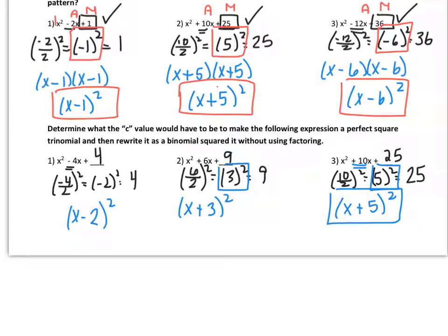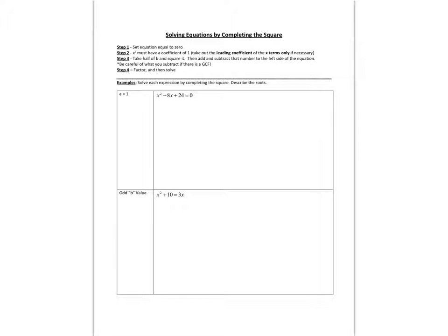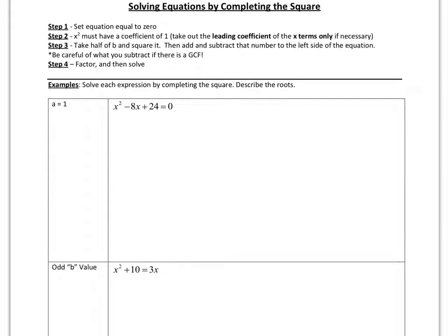Okay, now let's put all this information to use to actually solve some problems. All right, let's move on to the back. All right, so the first question is saying, solve each expression by completing the square and describe what kind of roots you have. So we're going to do two different examples. The first example is when a is 1, and the second example is when a is 1, but the b value is odd.